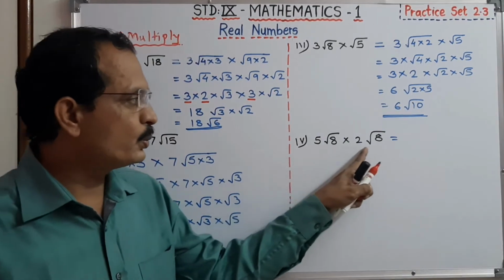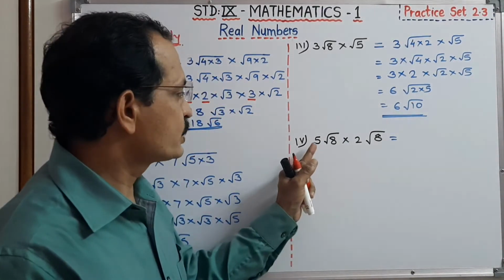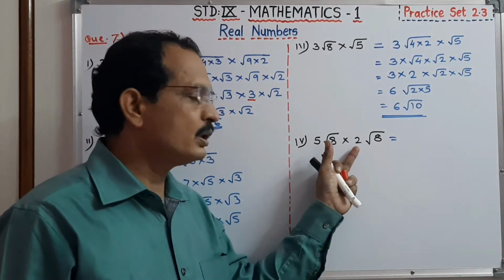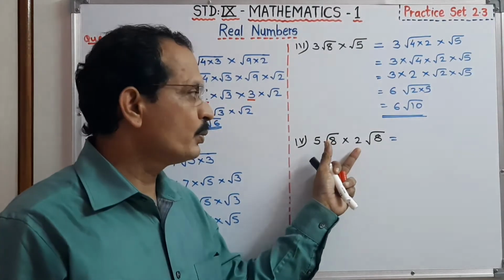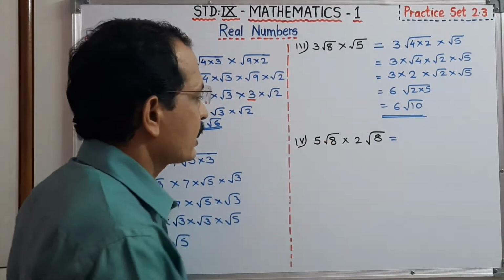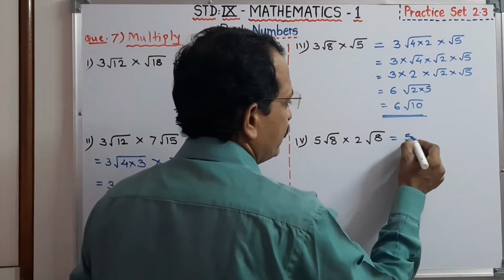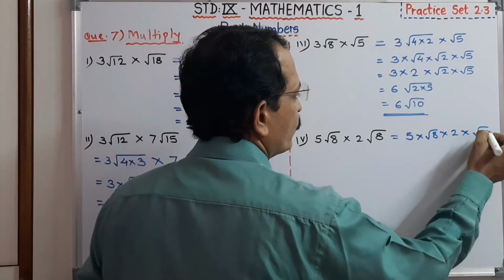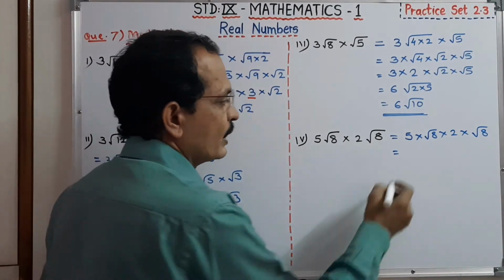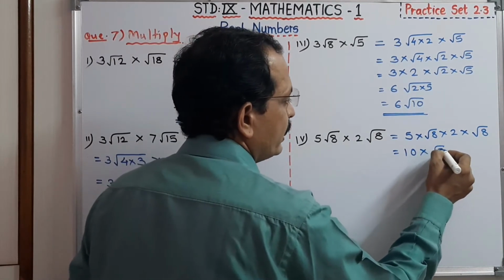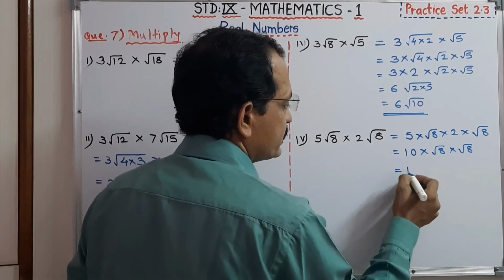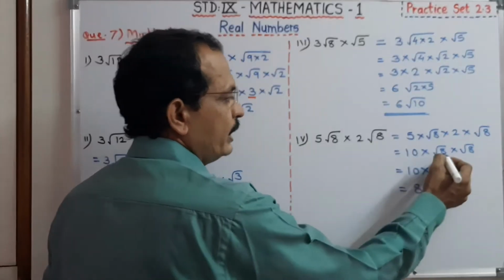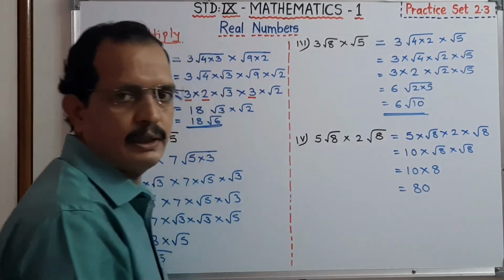5 root 8 into 2 root 8. Now, dear student, we can factorize this. We can directly do the multiplication, or we can write it like this: 5 into root 8 into 2 into root 8. Then it will be 10 into root 8 into root 8. Root 8 into root 8 is 8, so it is 10 into 8, which is 80.